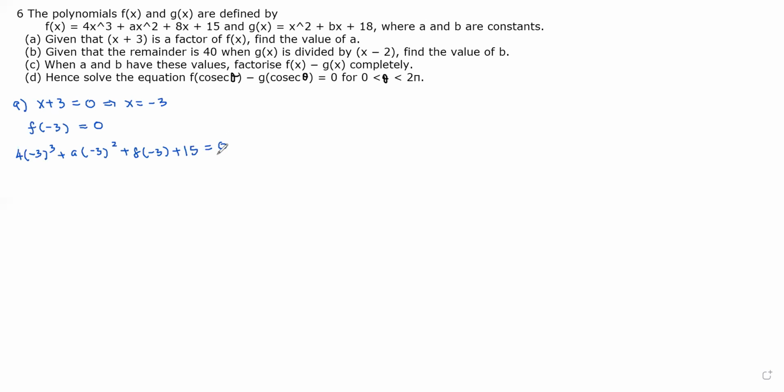This must be 0. That will give us -108 plus 9a minus 24 plus 15 equals 0. Simplifying and rearranging, we have 9a equals 117. Therefore, a is 13.